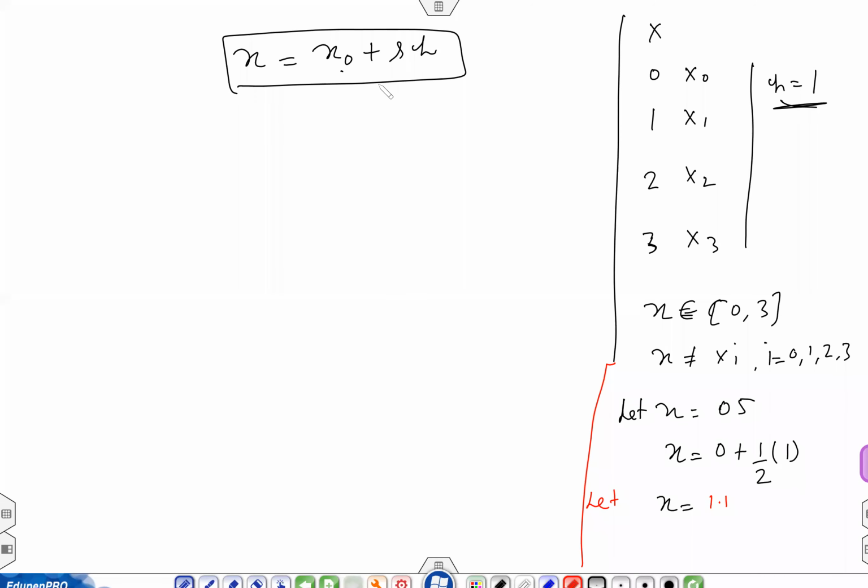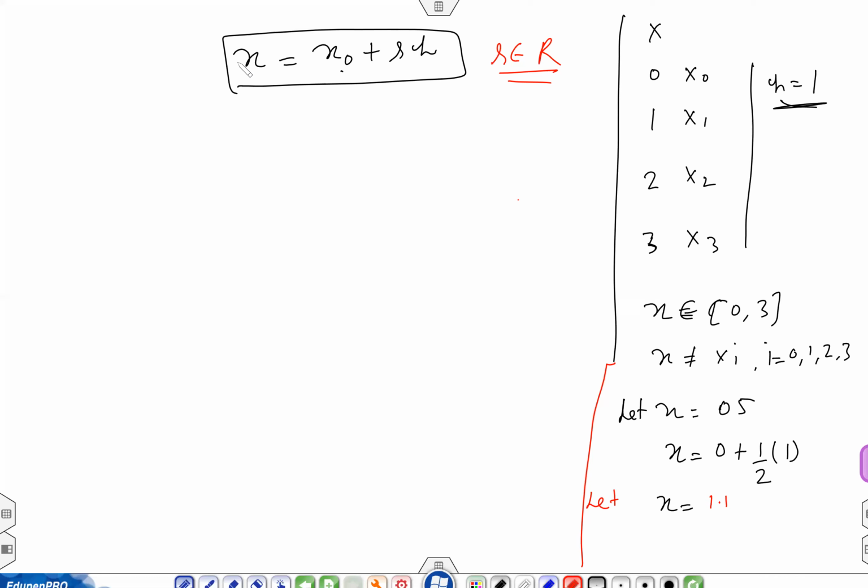So x is any point lying inside the interval x0 to xn, but different from the given data point. So we can write x equal to x0 plus sh, and s is what? That is belonging to the real number. That is any real number. Okay. And as we are taking that value, s is that value by which we can approximate the value of x inside the interval x0 to xn. Okay. So it should be clear.